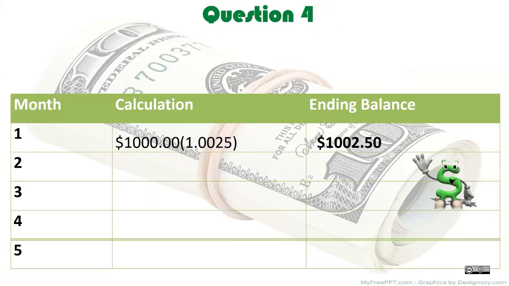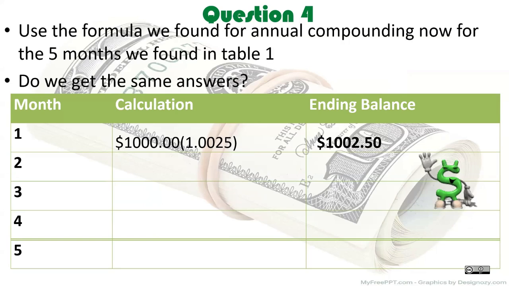So here in question number 4, we're going to use the formula that we found for annual compounding. Now, the 5 months we found using table 1. So do we get this? And we're going to see if we get the same or close to the same answers. So we're going to use the calculation that we used in the previous problem. So we're not going to get as deep into the formula. We just want to make the point that the formula does work.